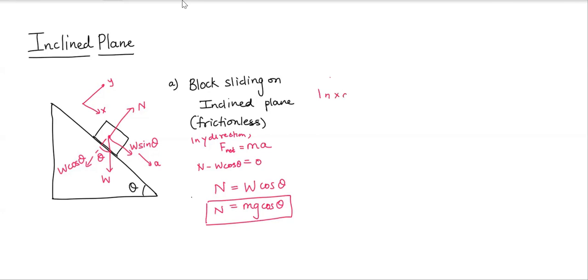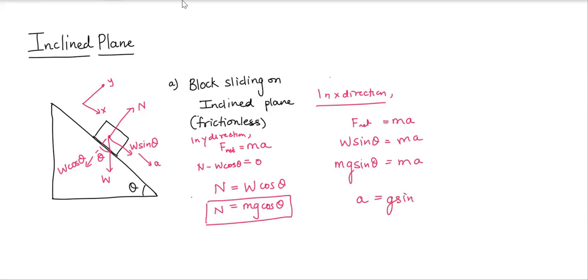Now in the x direction, the net force is equal to mass times acceleration. This time there will be some acceleration, and the only force acting in that direction is W sine theta. So I can substitute W as mg, and what I get is the acceleration equal to g sine theta.